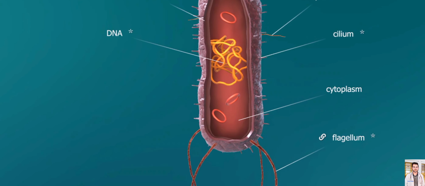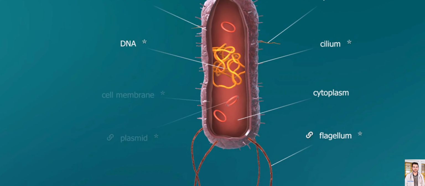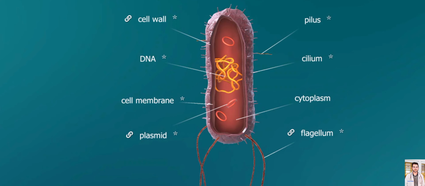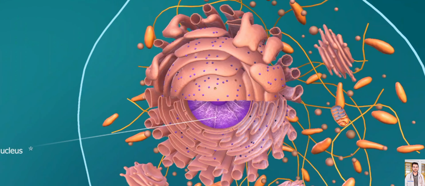Prokaryotic cells reproduce asexually through binary fission, allowing for rapid population growth. Prokaryotic cells are highly adaptable and can survive in a wide range of environments, from hot springs to frozen tundra.